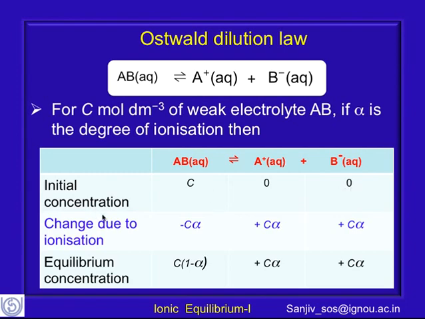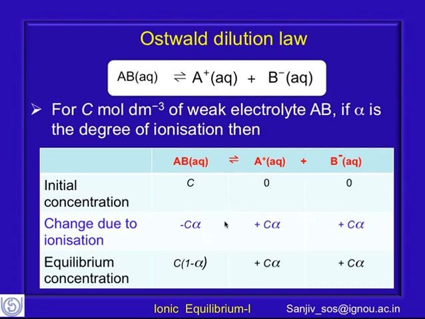Now, if you assume alpha is the degree of ionization, then the change due to ionization will be equal to C times alpha. It means if it is 1 molar, it will be alpha molar. If it was 0.01, it will be 0.01 into alpha. So alpha is the extent. This will be a change: the concentration of AB will decrease by this amount, C into alpha.